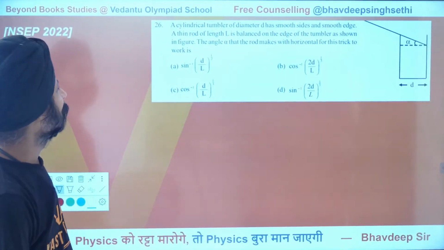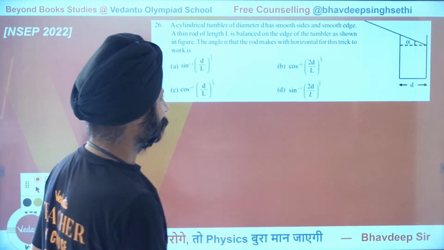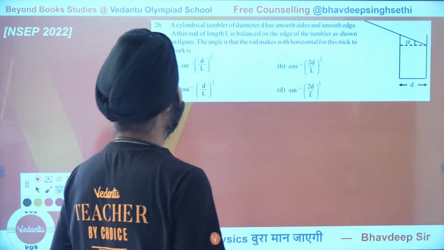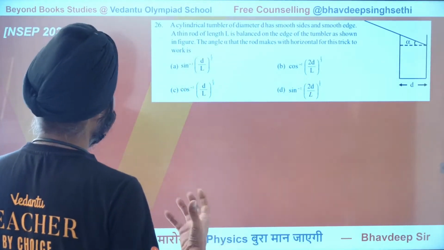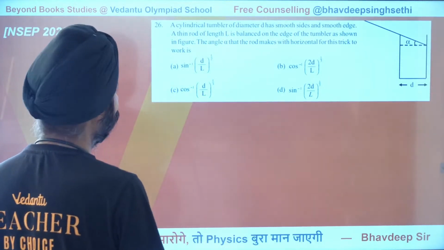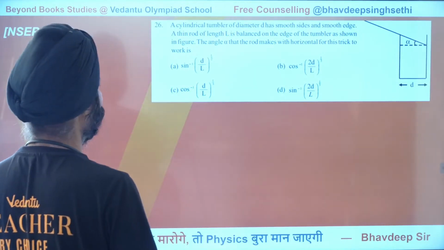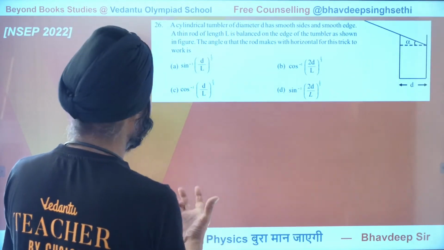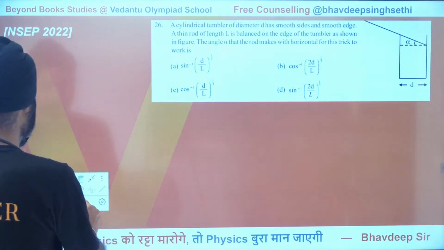Okay, let's go to the next question. A cylindrical tumbler of diameter D has smooth sides and smooth edge. A thin rod of length L is balanced on the edge of the tumbler as shown in the figure. Find the angle alpha that the rod makes with the horizontal for the trick to work. Okay, very, very good question.